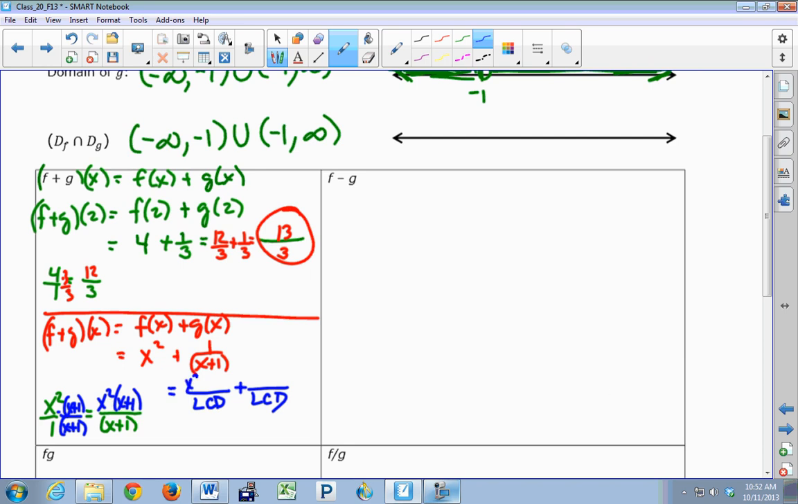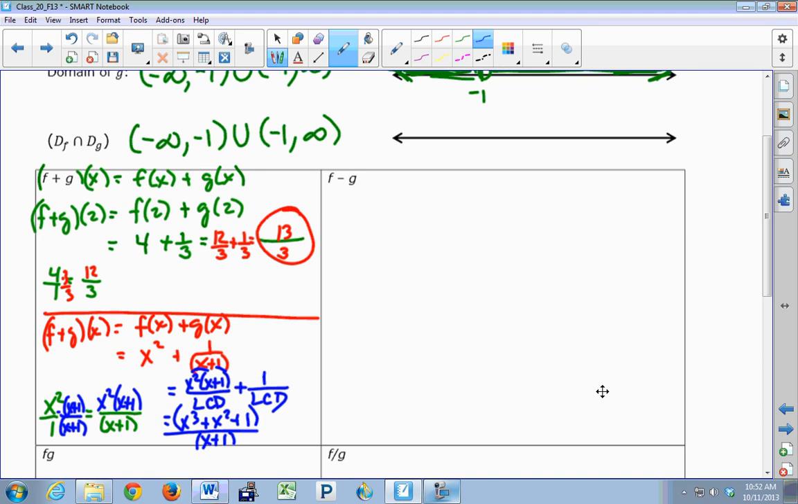So you have x squared times x plus 1 over x plus 1, which we'll just call the LCD, the lowest common denominator, plus 1. So now you use your distributive property and you get x cubed plus x squared plus 1, and that whole thing is over the LCD, which is x plus 1. So there are our two answers. Put your arms around each one. There's no way you can do any reducing because there's no factors of x plus 1 in the top.